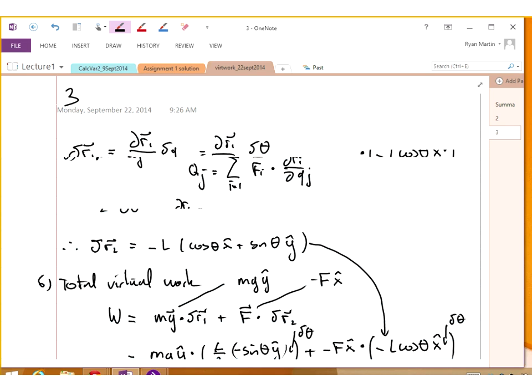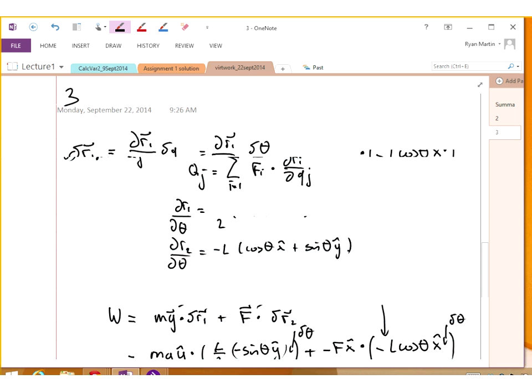So ∂R1/∂θ is L over 2, I guess I can put the minus sign at the front, cos θ x hat plus sin θ y hat. And similarly, ∂R2/∂θ is minus L times cos θ x hat plus sin θ y hat.